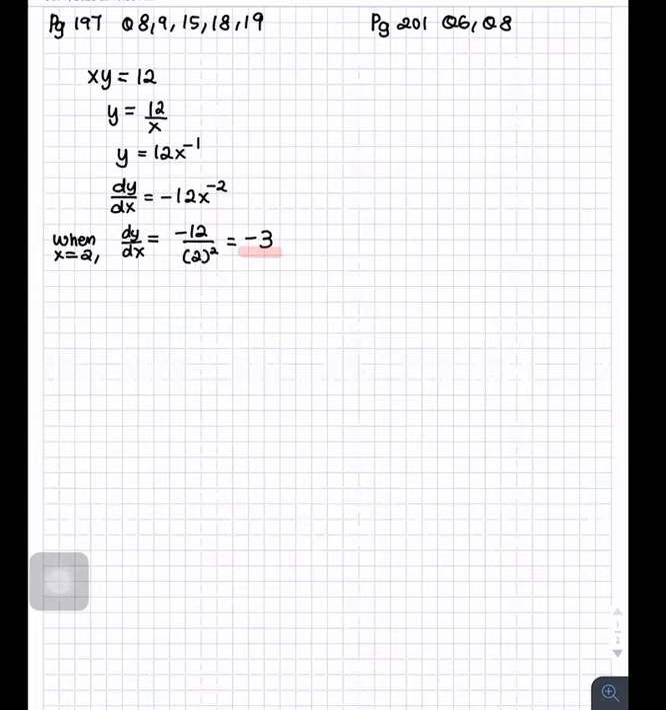Okay, Jensen, can we go to the next question now? Number 9. Can you please read for the class? Find the gradient of the curve y equals 5x squared minus 8x plus 3 at the point where the curve crosses the y-axis. Okay, can you state all the keywords that you just read?